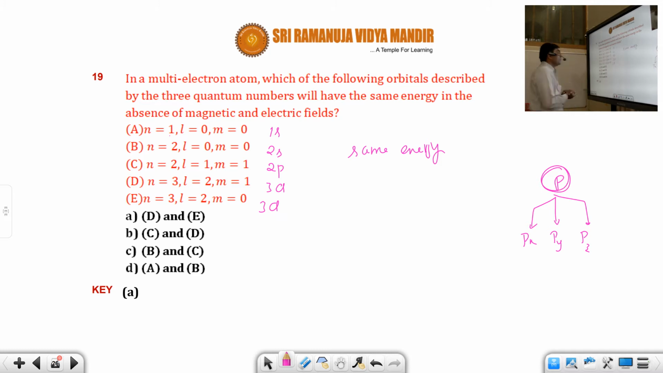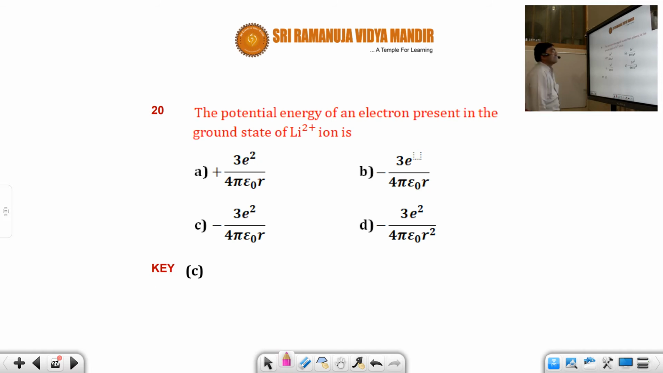So now let us see the answer. In the multi-electron species, which of the following orbitals described by the three quantum numbers will have the same energy in the absence of magnetic and electric field? So here the answer is 3D. In both cases, it is 3D only. So the answer is D and E. Now, let us solve the next question.